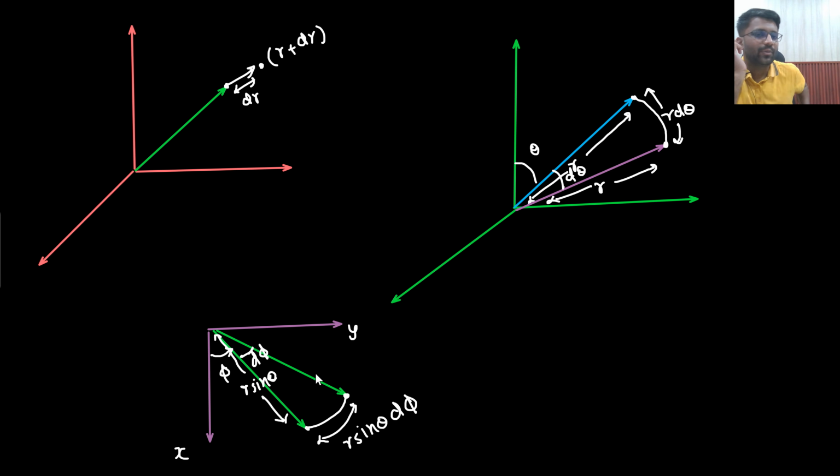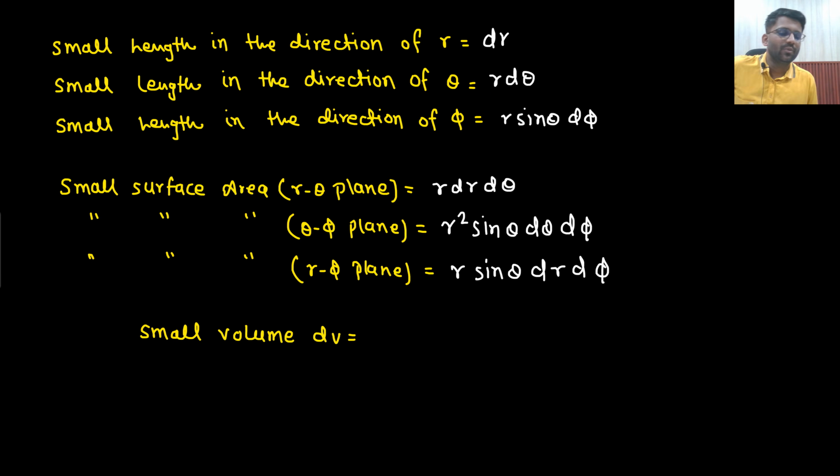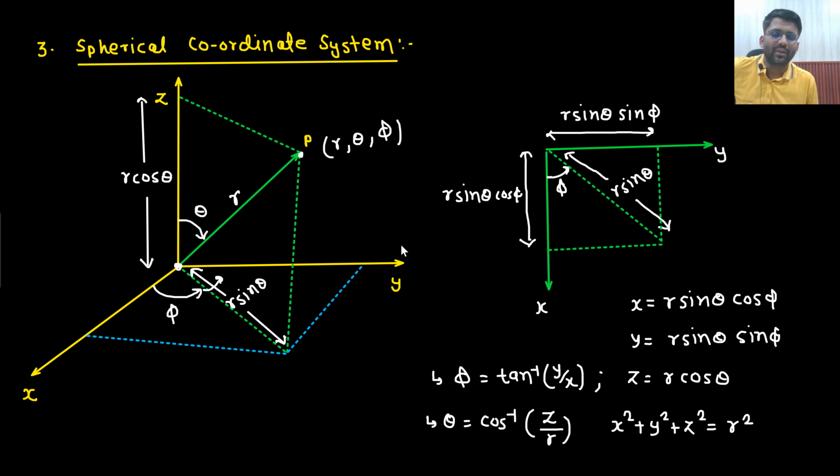Sir, how will we be able to remember the distance? If you just remember this diagram, then all these distances are not very tough to remember. Distance r is the distance from origin. Just visualize in 3D. Then what is this angle? This angle is theta. So r cos theta will be z. Then r sin theta cos phi will be x. R sin theta sin phi will be y.